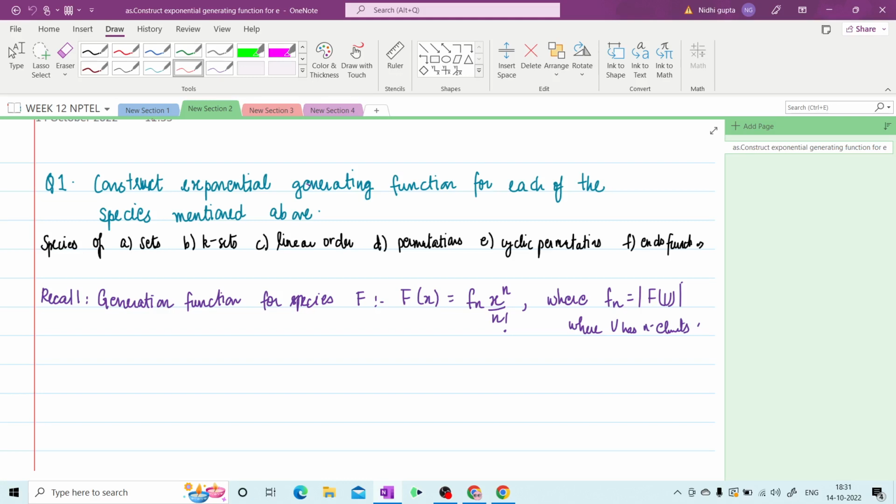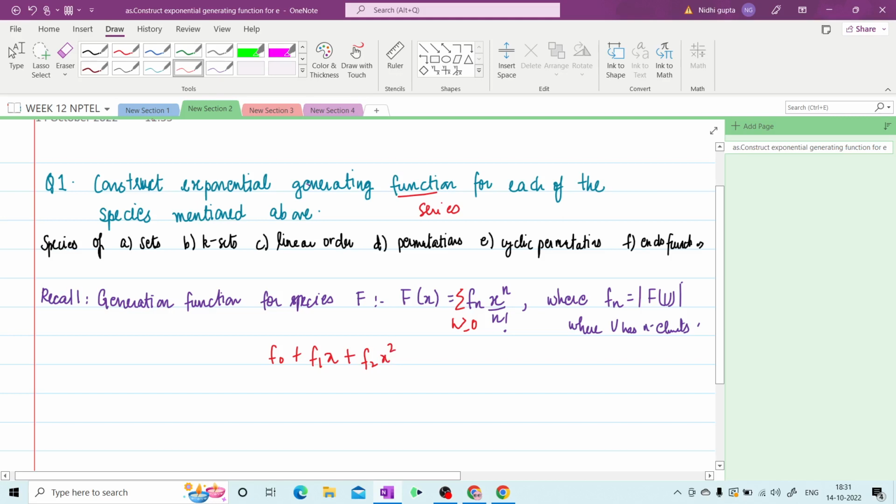It is a power series of type f. That is, it is a power series f0 plus f1x plus f2 x square by 2 factorial and so on, where fn is the number of elements in f of u.